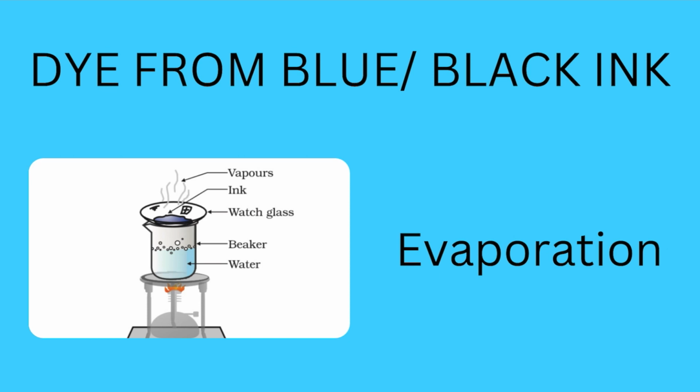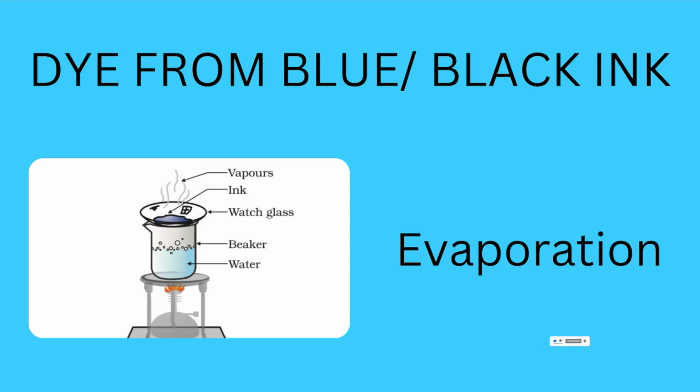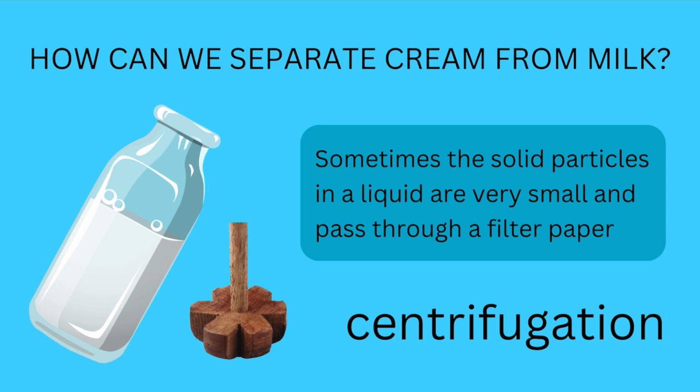Now this is a process that we call evaporation, which we have learnt already in the previous chapter. I hope you have watched that video and you remember what evaporation is. So this is evaporation, and we use evaporation to separate dye from the ink. So it's a separation method. Okay, now moving on to the next activity. Now this is one separation method that we have learnt.